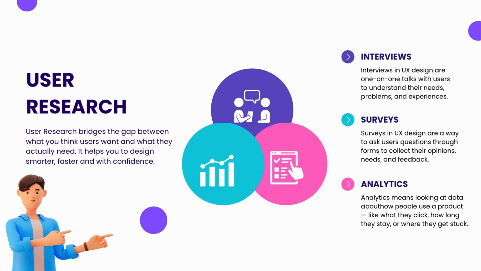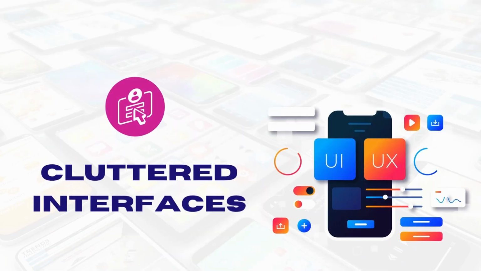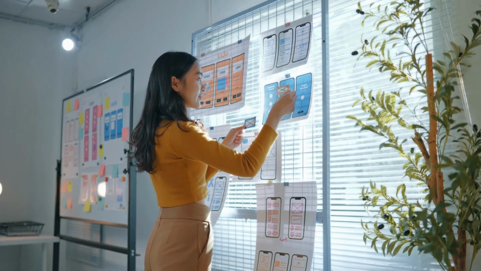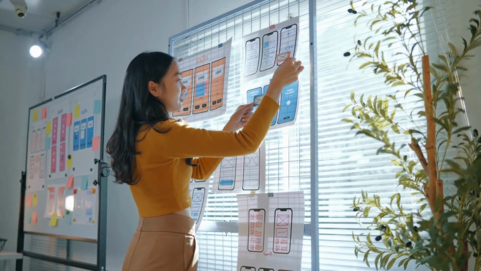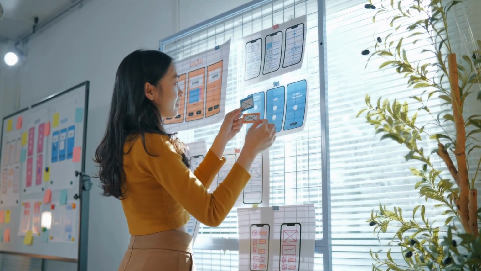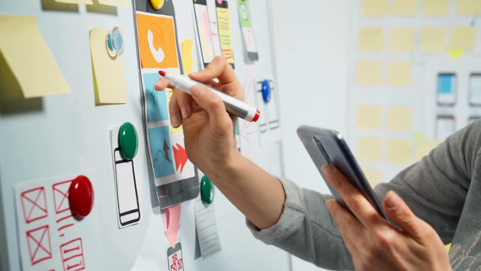So always start with interviews, surveys, or analytics to understand user needs. The second most common UX mistake is creating a cluttered interface. Trying to fit everything in one screen will actually overwhelm the user. Too much information on one screen can confuse users. They don't know where to look or what to do next. A cluttered UI makes it harder for the user to focus or make decisions.